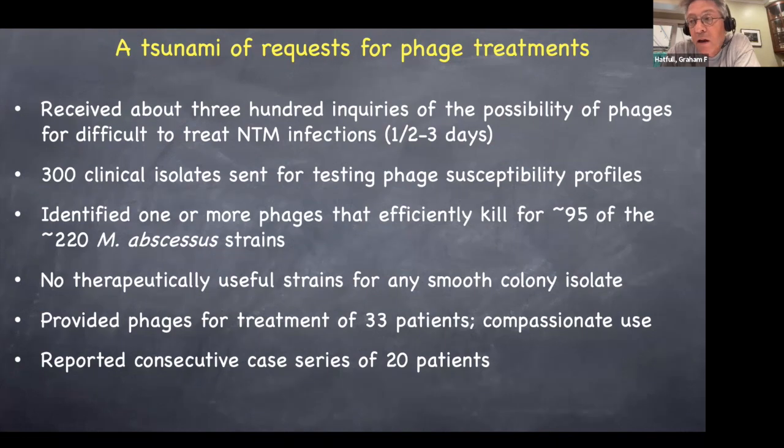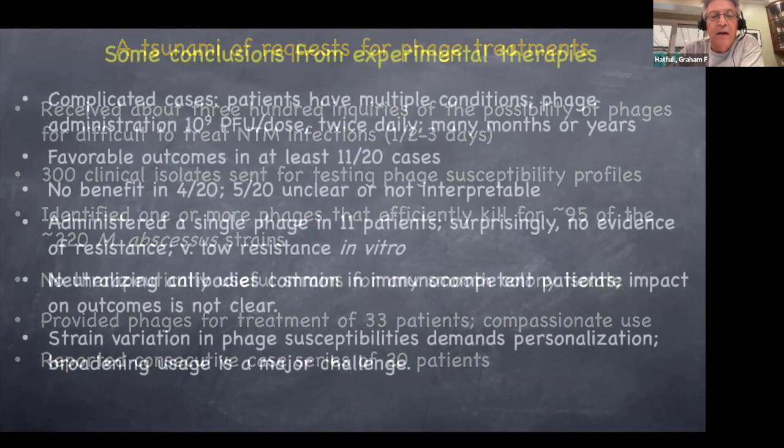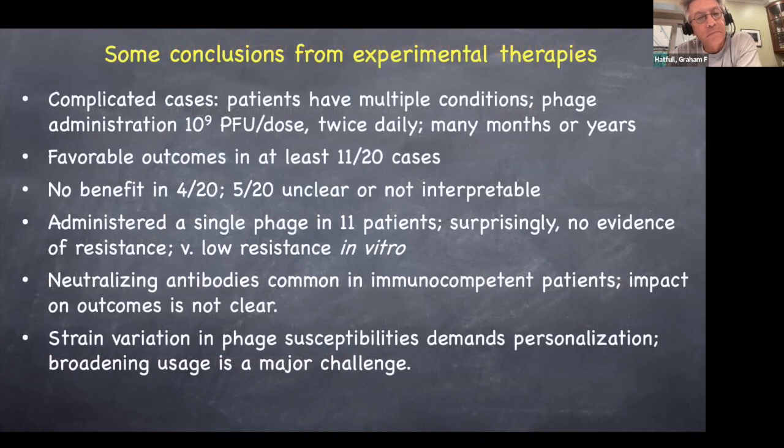And so we've then identified suitable phages, and then in about 33 patients, we've prepared and purified those in the lab, provided them for compassionate use under appropriate regulatory control. In the US, that would be using the FDA eIND process. And we've written up a consecutive case series of 20 of these patients. And also I'll make some comments about those and give a couple of examples.